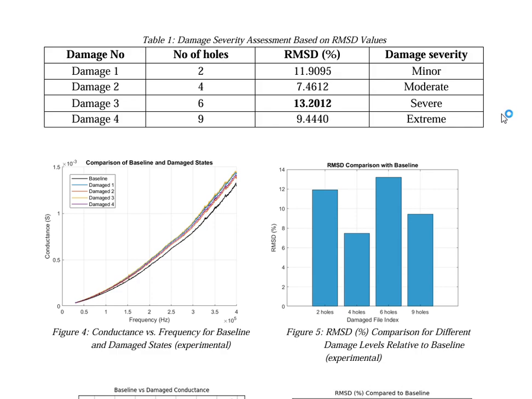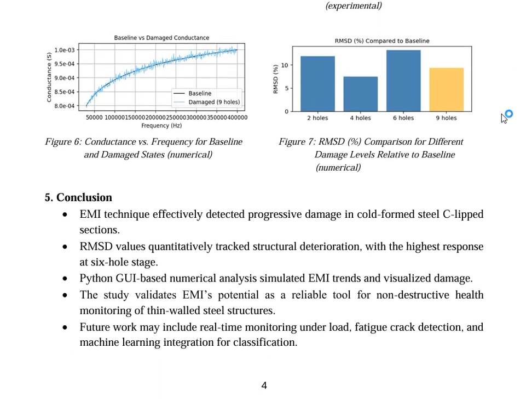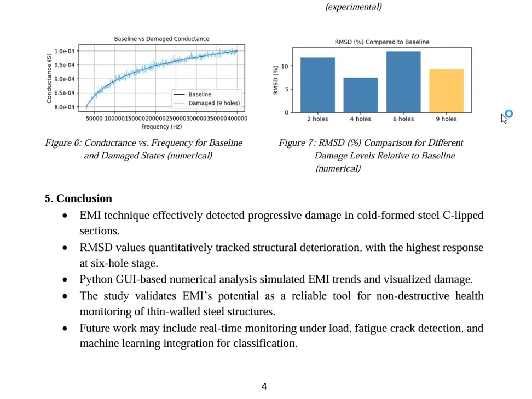To sum up, our study successfully combined experimental EMI sensing and a Python based simulation to monitor damage in CFS sections. The EMI technique worked reliably for detecting damage. RMSD was a great indicator of severity. The GUI matched real data, giving a powerful visual tool.